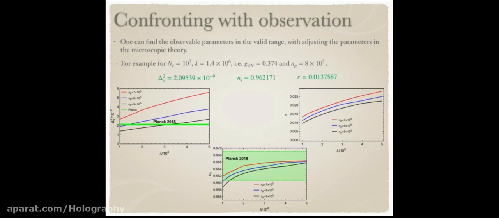For that one, N_c is equal to 10 to the power of 7 and the 't Hooft coupling is given by this number. The UV gauge coupling turns out to be about 0.37, and N_P, the length of the radius scale with respect to Planck length, is about 8 times 10 to the power of 5. And you see that the amplitude of density perturbation is 2 times 10 to the power of minus 9, which is in agreement with the Planck reported result. n_s is also in agreement, and r is about 100. So we tried the predictions of the model for different values of N_P, the AdS length. And you can see that by tuning lambda, the 't Hooft coupling, accordingly, for different values of N_P you can match with observation.